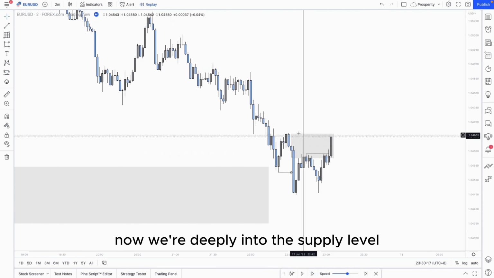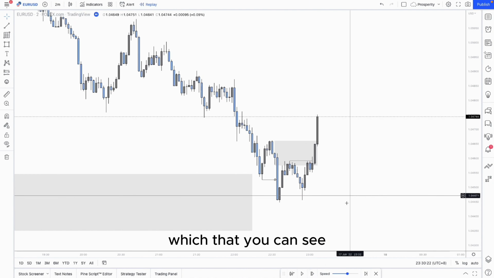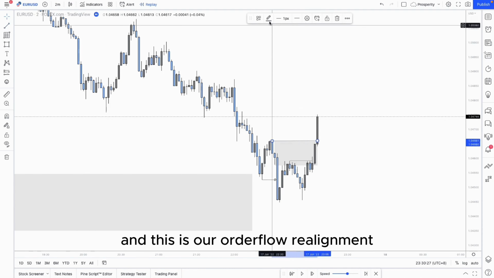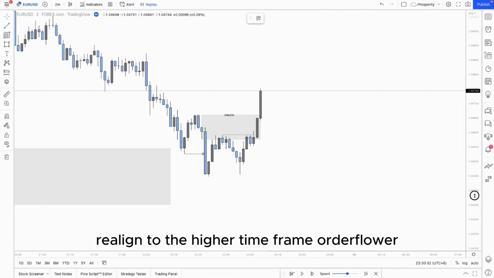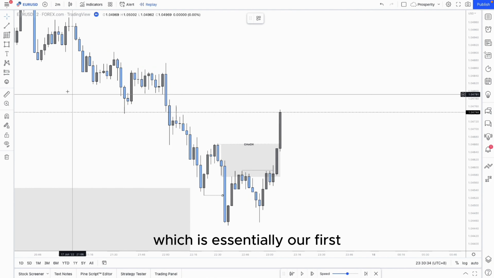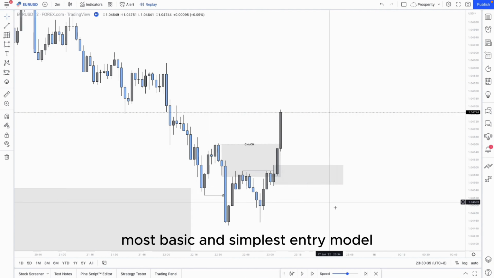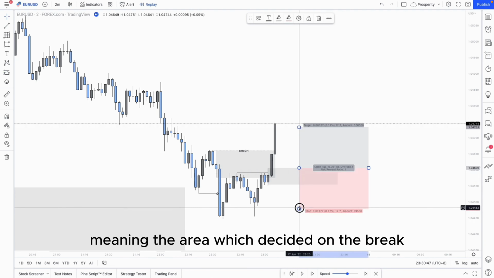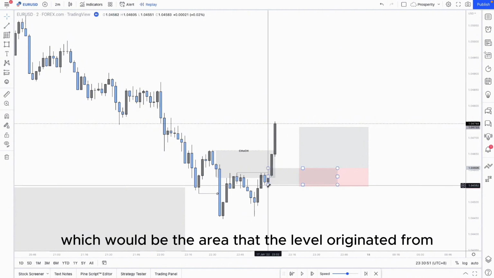Now we're deeply into the supply level, tapped in, and now we're just waiting for a complete break, which there you can see. So there's our change of character, right? And this is our order flow realignment. It's our lower time frame order flow realigned with our higher time frame order flow, which is essentially our first, most basic and simplest entry model. We are here taking the decisional, meaning the area which decided on the break and not the origin, which would be the area that the level originated from.